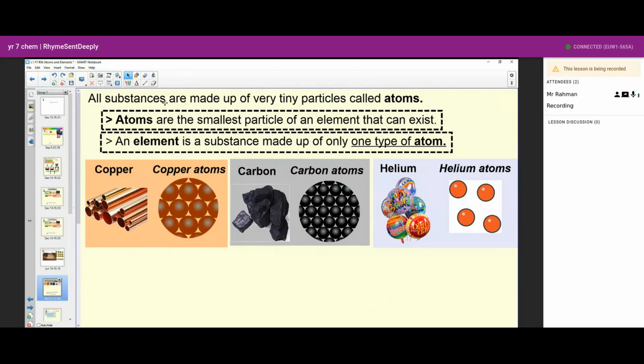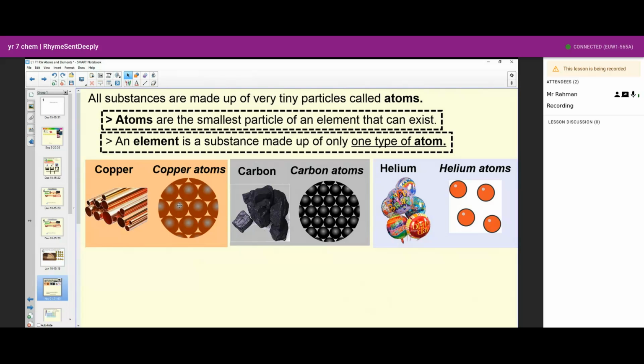You can take notes of the following. Atoms are the smallest particle of an element that can exist, and an element is a substance which is only made up of one type of atom. Copper is an example of an element, and copper is only made up of copper atoms. It's only made up of one type of atom. Do you think the element copper can contain any other types of atoms mixed with it? For example, can it contain silver or gold? The answer is no. The element copper can only have copper atoms.